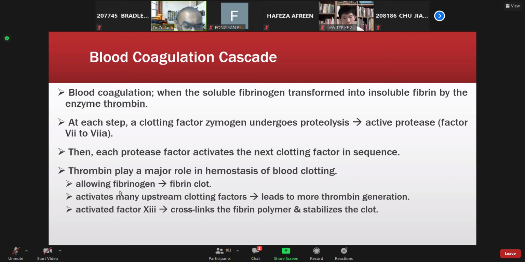Thrombin allows fibrinogen to be converted into fibrin. Thrombin activates many upstream clotting factors, so it will lead to more thrombin generation. Thrombin activates factor 13. Factor 13 is a cross-linker between the fibrin polymer and the soluble clot.